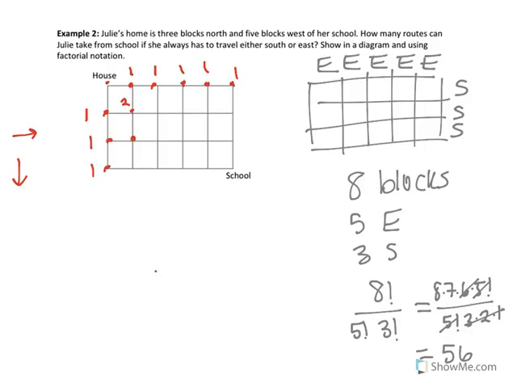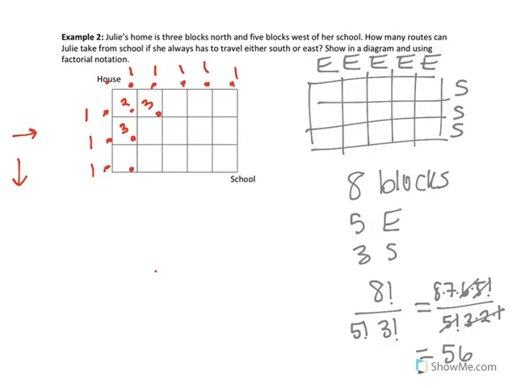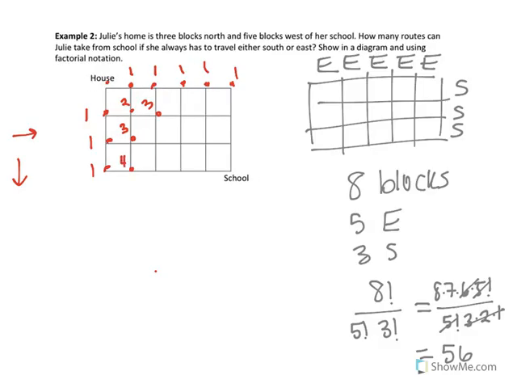To get to this block, there are 3 ways. And to get to this block, there are 3 ways. And you can count them all out. But I'm also going to tell you that there are 4 ways to get here. And there are 6 ways to get here. So I want you to pause the video and I want you to try to fill it out all the way to the end, knowing that the answer should be 56, and see if you can figure out the pattern.